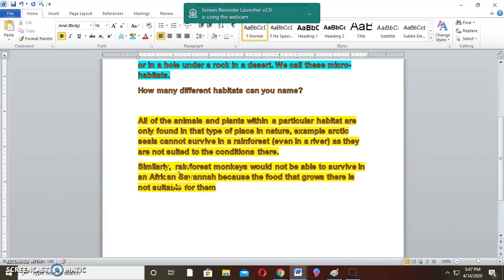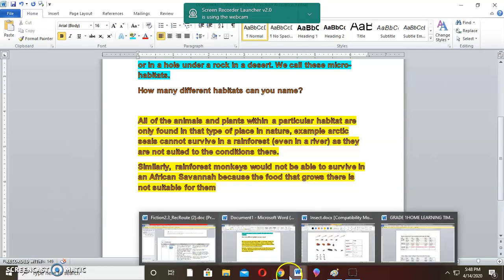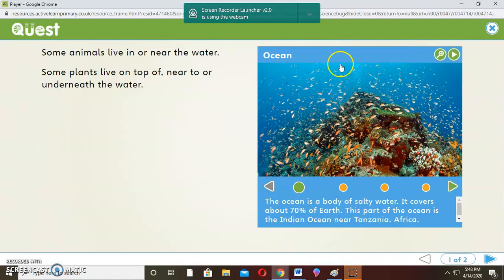Okay? So similarly, a rainforest monkey would not be able to survive in the African savanna, because the food that grows there is not suitable for them. So you can only find a monkey in a rainforest, but you cannot find them in savanna places because those places are hot. Okay, so now let's look at the ocean.